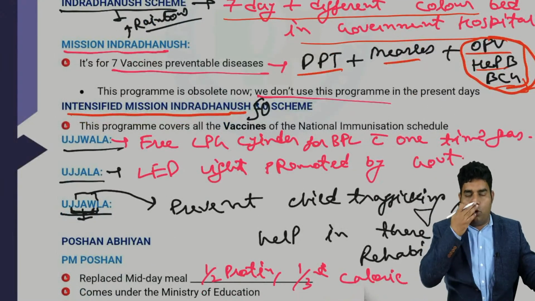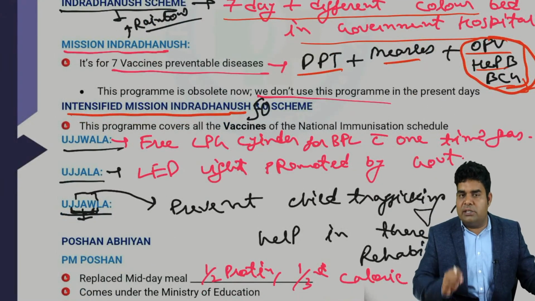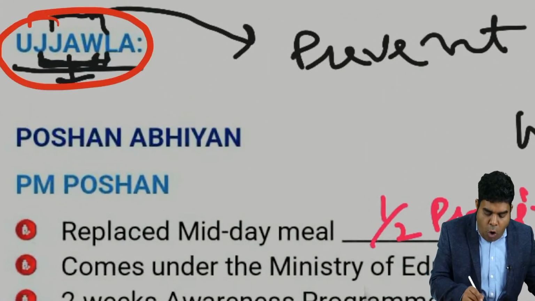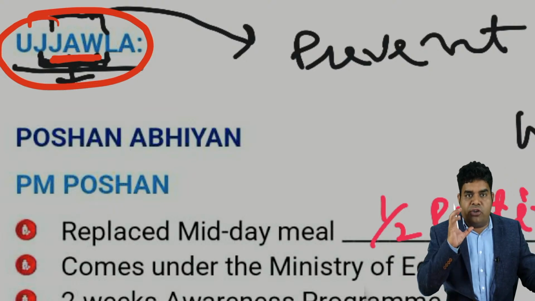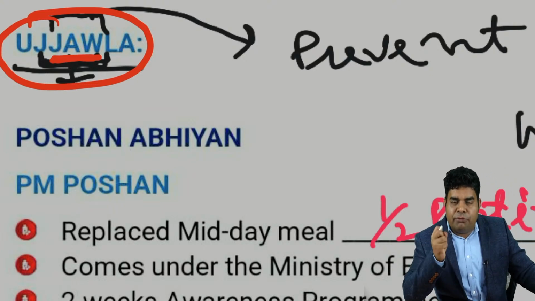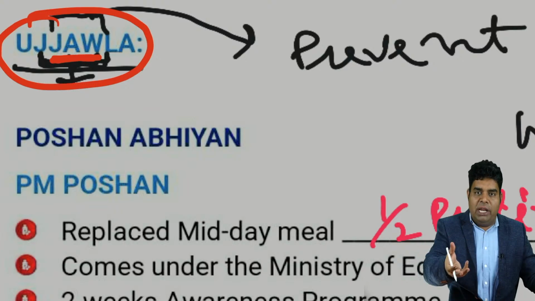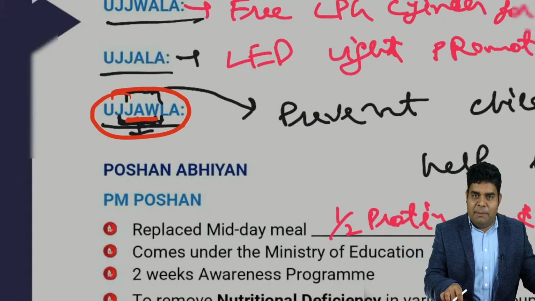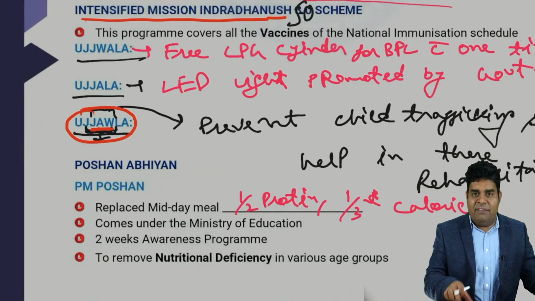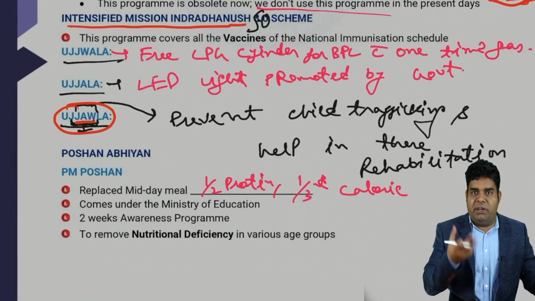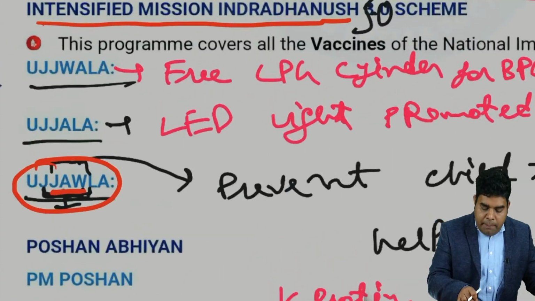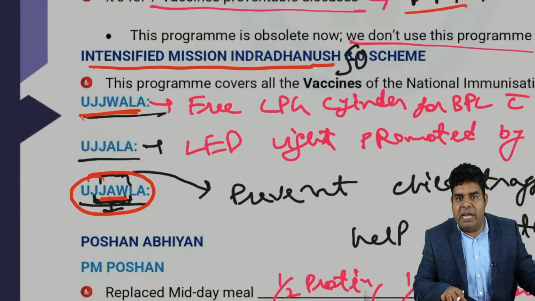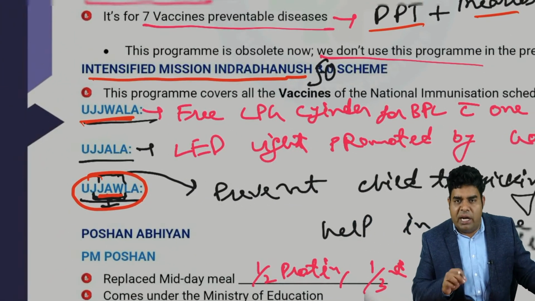Then sometimes they ask about Ujjwala and Ujjawala, and students get confused. There is no point of confusion if you focus like this: Ujjawala has jaw written in it. And what is the function of the jaw? The jaw will grind the food, prevent it from falling out, and take it to the stomach. So similarly, Ujjawala has a jaw, and it will prevent child trafficking and help in their rehabilitation. But Ujjwala is the one whose logo you can see on the petrol pump, that is free LPG cylinder for BPL with one-time gas in it.